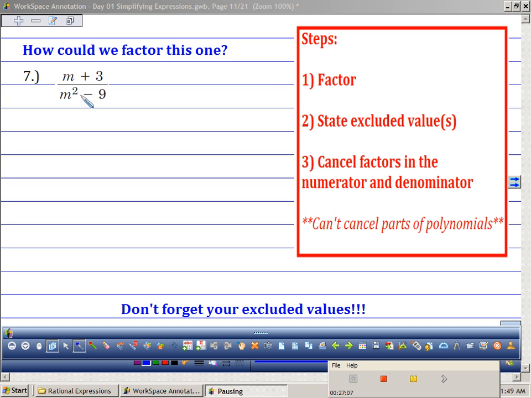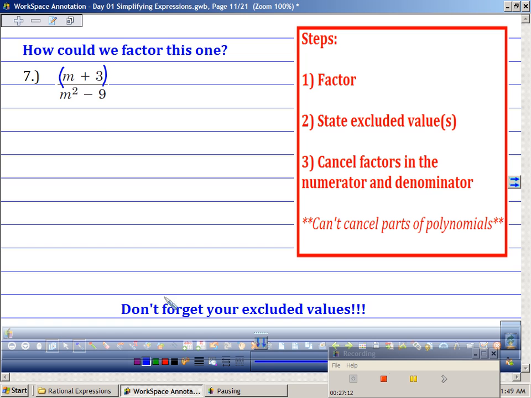Alright, how could we factor this one? This one's a little bit easier. This one's on lockdown because it's got a plus sign. It's m plus something, a mystery. We don't know what it is. It's not m by itself. It's not 3 by itself. It's those two together.